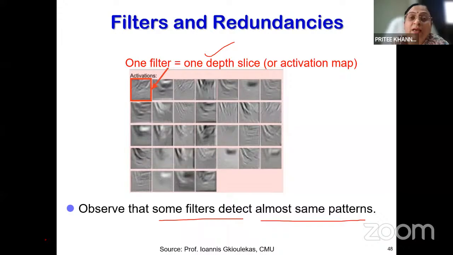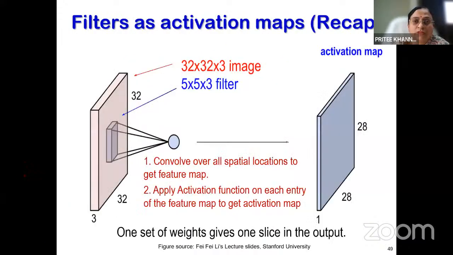But at the same time, if we use a small number of filters, then what happens? We may get a loss of pattern information, right? So that is why it is better to use a large number of filters in the beginning, to avoid any information loss. That is the concept.